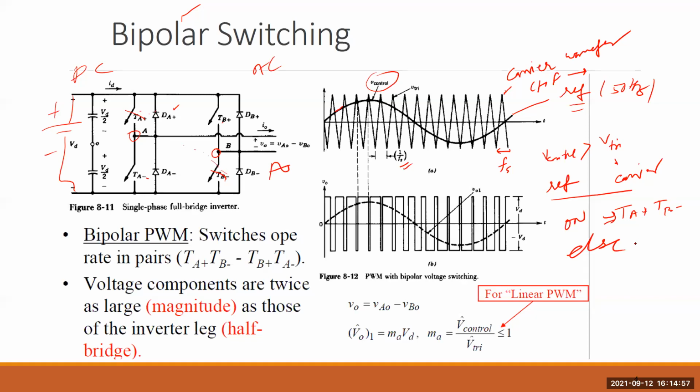Otherwise, which means when the control is less than the triangle, under the triangle, TA minus and TB plus are on. So both are doing high frequency switching, and complementarily. You can say here complementary switching. Either this pair is on, if not, then this pair is on. It's clear like that. It means they are coupled.